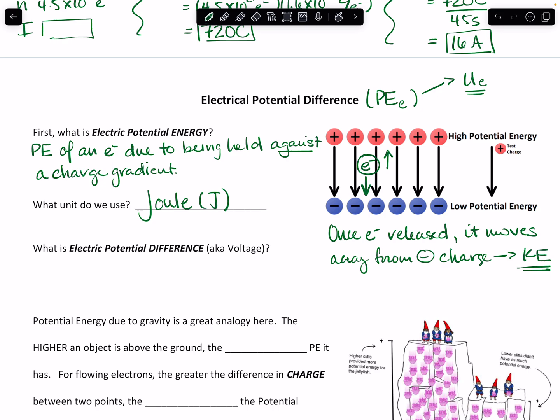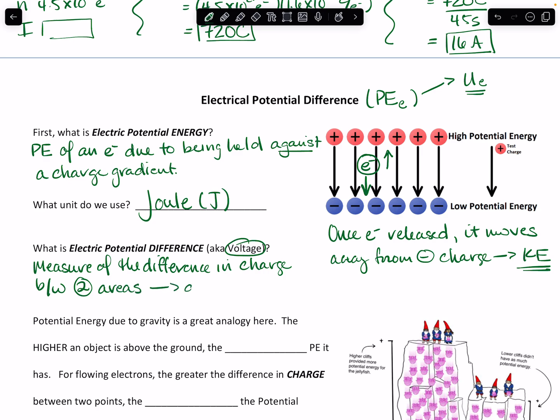All right, so that potential energy is what leads us to this electrical potential difference, which is also known as voltage. All right, so this is a measure of the difference in charge between two areas. All right, basically it gives the electrons their electrical potential energy.